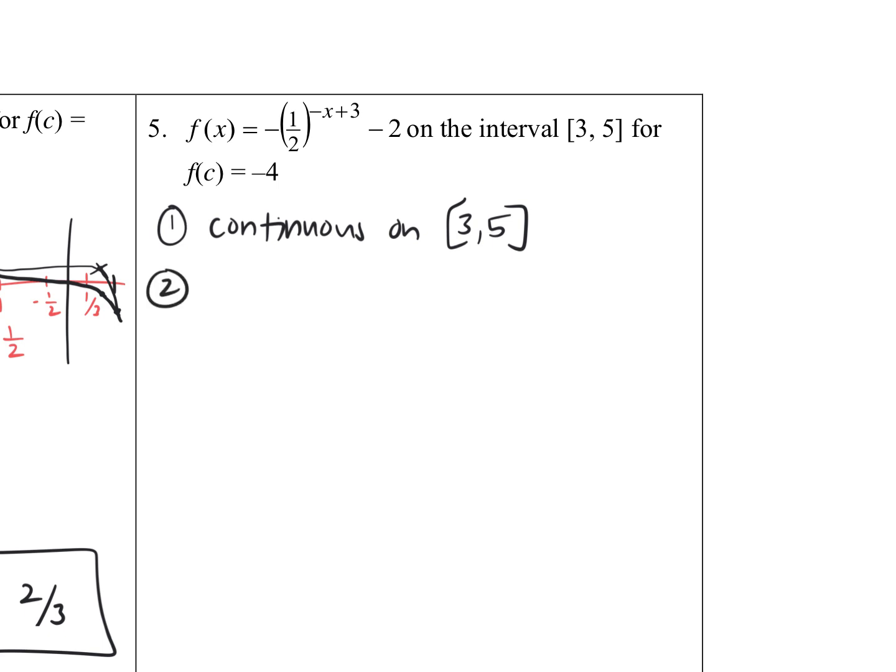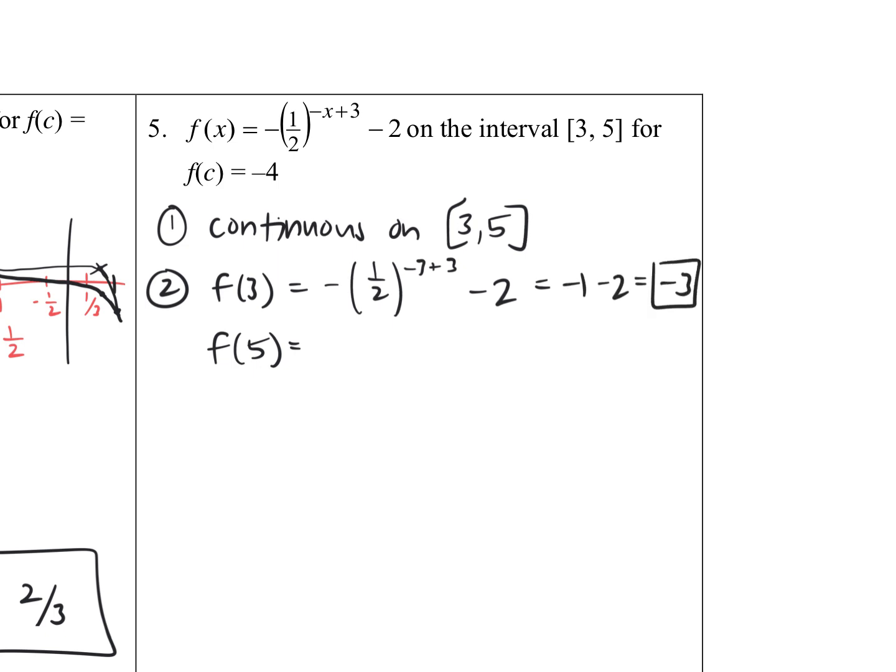Next thing we need to do is check, what is the function equal at 3? What is it equal at 5? So f of 3 equals, f of 5 equals. Okay. This is a problem that you could do without a calculator. So just be careful when you're plugging it in. This negative is not included in the parentheses, so it's -1/2. So then -3 plus 3, and then that whole thing minus 2. So that would give me 1/2 to the 0 power. Anything to the 0 power is what? 1. So I'd have -1 minus 2, which gives me -3.